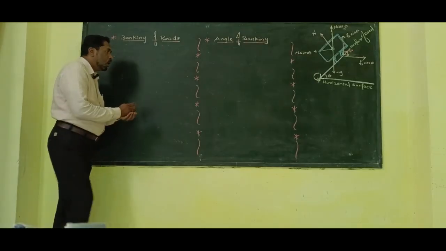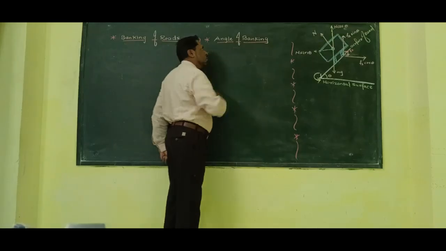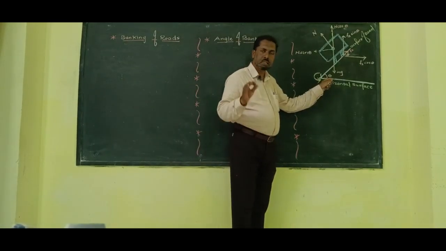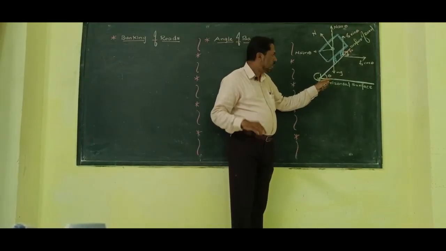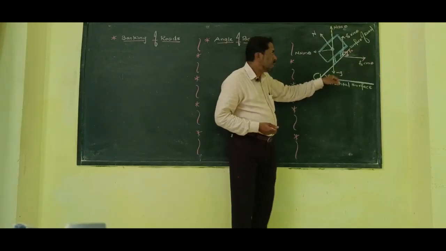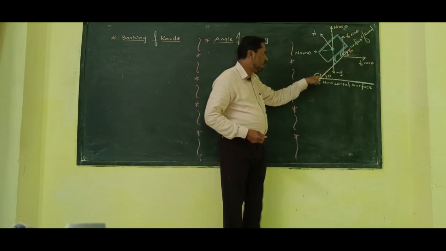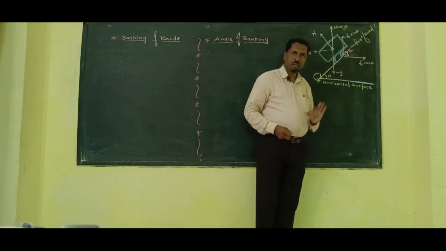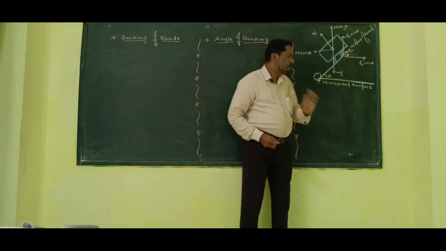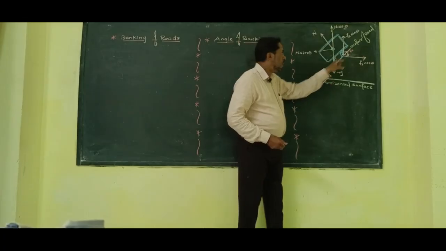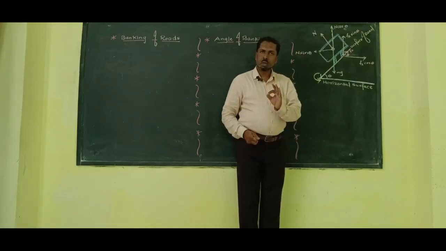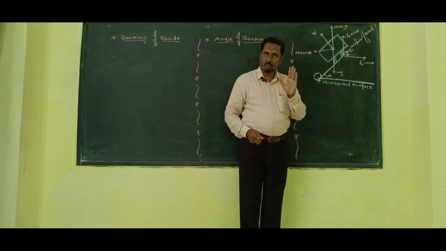Okay, so the second point, what do we understand by the term angle of banking? We see that here theta is the angle called the angle of banking. This angle is made by the surface of the road with the horizontal surface. The angle made by the surface of the road with the horizontal surface is called the angle of banking.